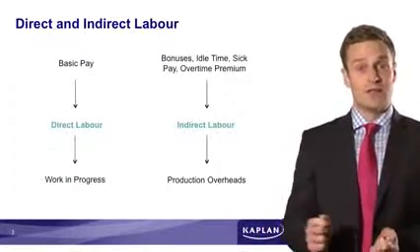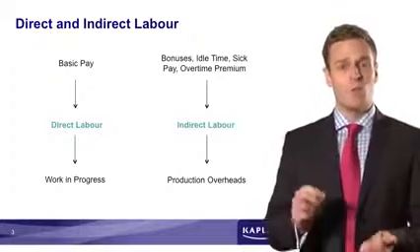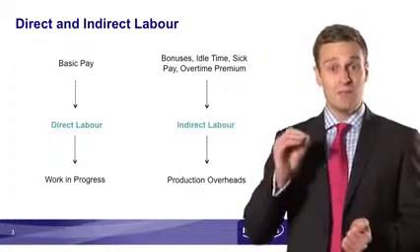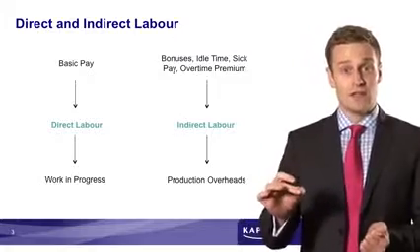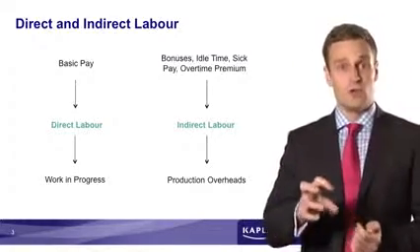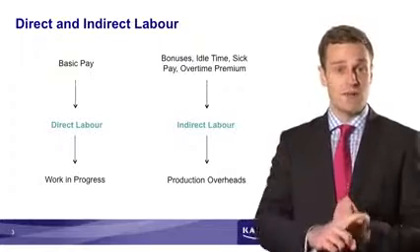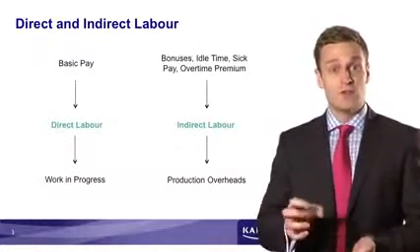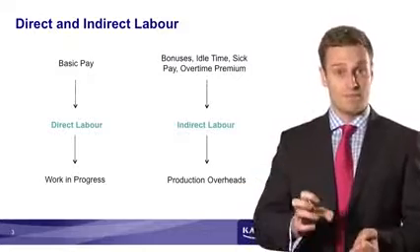So first of all, we're going to look at direct and indirect labour and what the differences are. So direct labour is made up of your basic pay. So that is the labour that's gone into directly making your products. And that then is made into your prime cost along with your direct expenses and your direct materials. And they then go into your work in progress, commonly known as WIP.